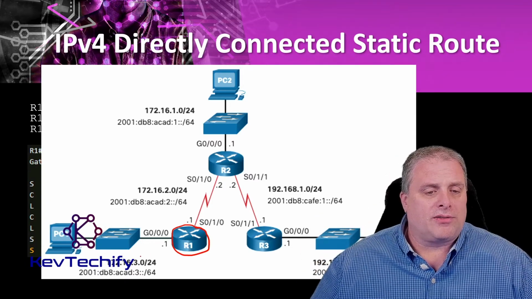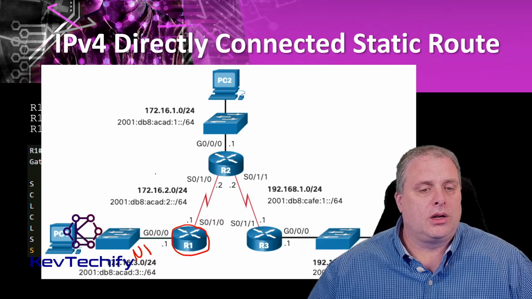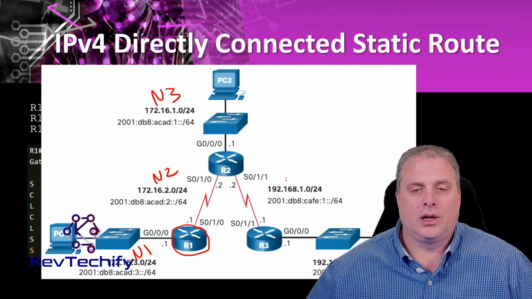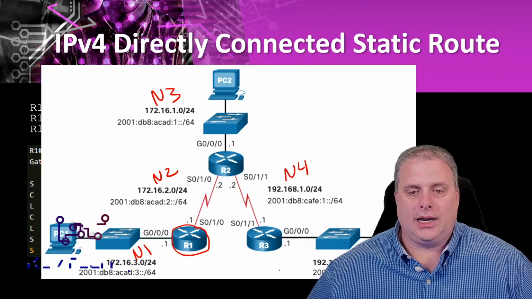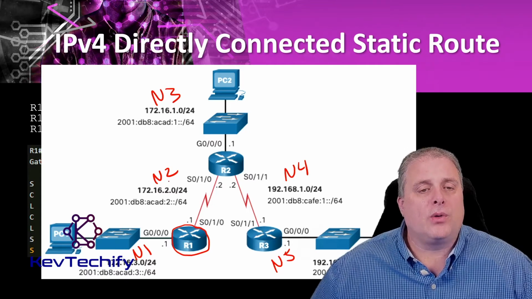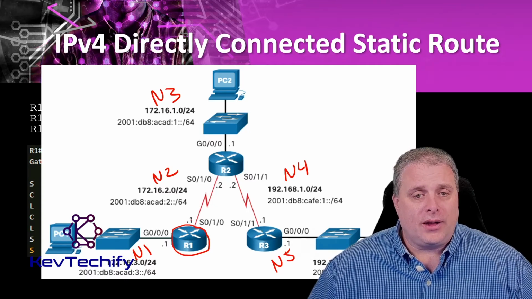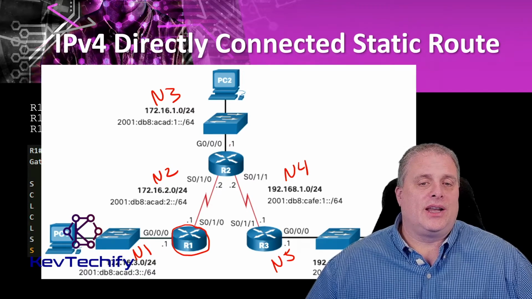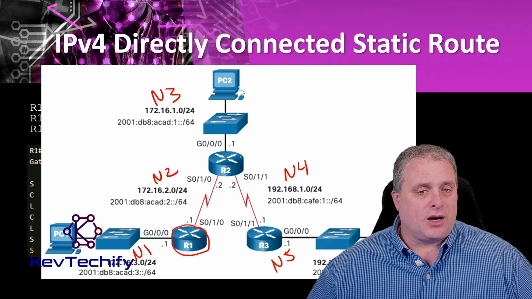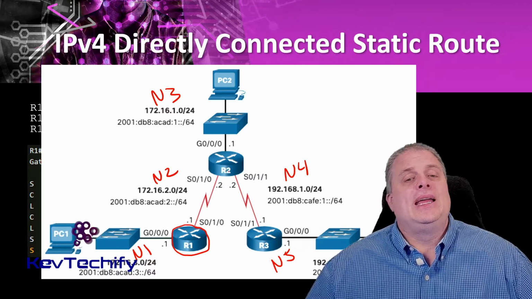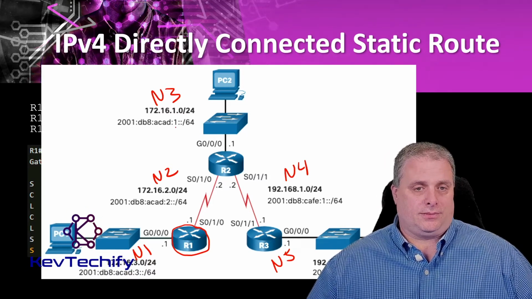We have our 5 networks again: network 1, network 2, network 3, network 4, and network 5. Networks 1 and 2 are directly connected. I know about them. But network 3 is not directly connected. I need to get the traffic up to R2, so R2 can then hopefully get it to its destination.